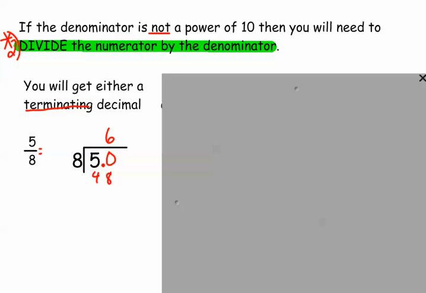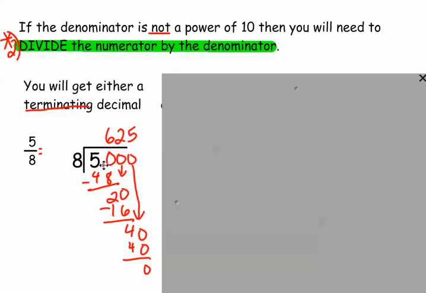So 8 goes into 50 6 times, that's 48. Subtract. Every time I subtract, bring down another number. It goes into 20 2 times, that's 16. Oops, sorry, that's 16. Every time I subtract, bring down another number. It goes into 40 5 times, and you see how that stops. So I'm going to bring my decimal straight up. So that is 5/8 is simply 625 thousandths. Okay, so that's a terminating decimal because it ended, I ended up with a 0 here.